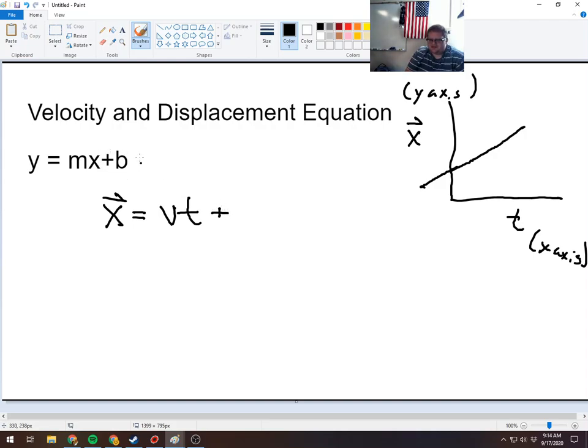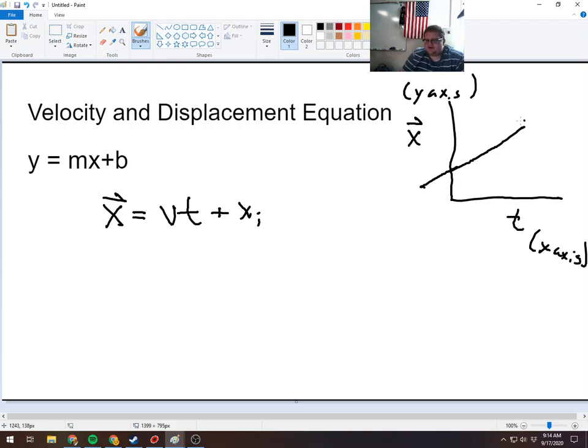So what does this represent? Well, in math, hopefully you remember that b is the intercept. It's the y-intercept, where this intercepts with y at 0. So when x is 0, this is where it intercepts. In this case, that y on the y-axis is a displacement. This would be like your initial displacement. Okay, and this is the equation we get.